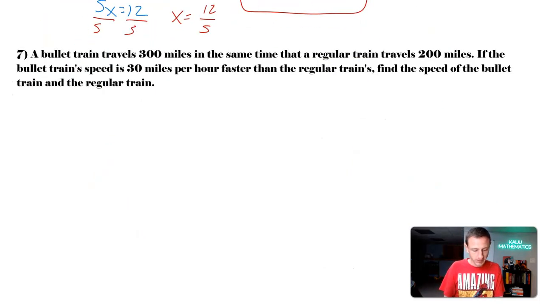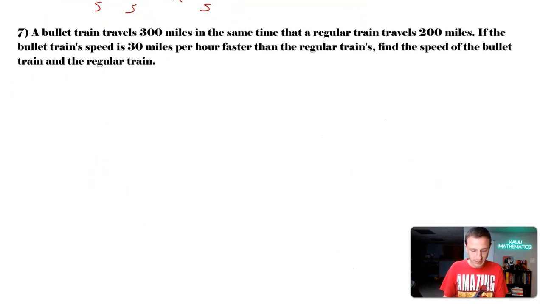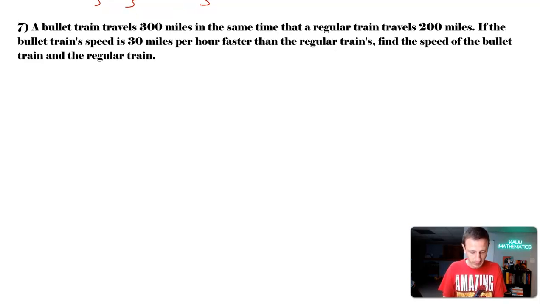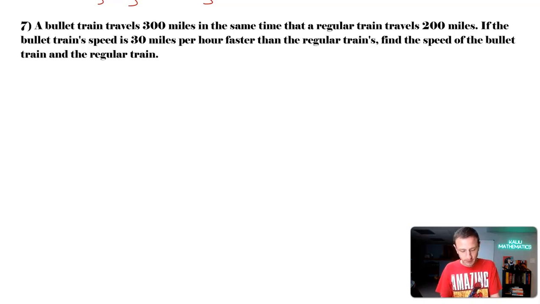Okay. Number 7, a bullet train travels 300 miles in the same time that a regular train travels 200 miles. If the bullet train speed is 30 miles per hour faster than the regular train, find the speed of the bullet train and the regular train. So the classic speed questions are always coming up. So let's set up a table.